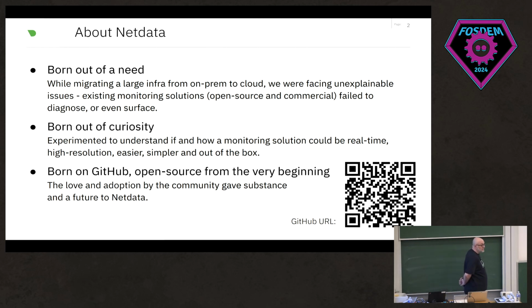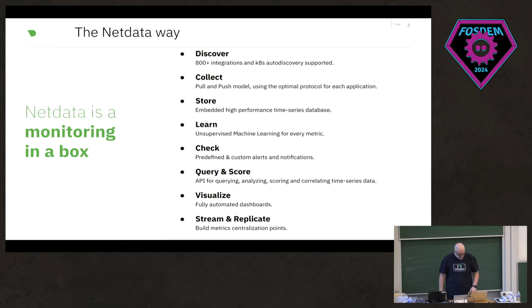And I started experimenting. I started writing code to see, can it be done differently and what would this different look like. So I made the first commit in 2014, it's on GitHub. After a couple of years of experimentation, I released it and boom, people loved it. So what is Netdata today?